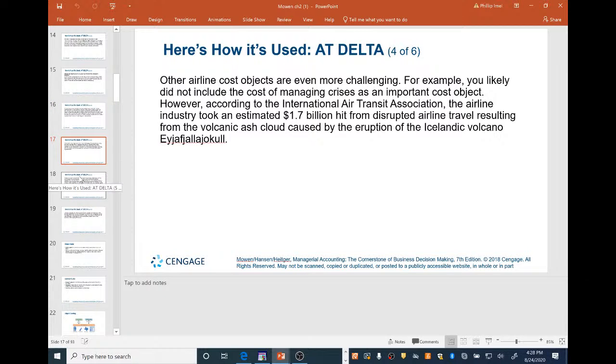Other airline cost objectives are even more challenging. For example, you likely did not include the cost of managing crises as an important cost object. But according to the International Air Transport Association, the airline industry took an estimated $1.7 billion hit from disrupted air travel resulting from the volcanic ash cloud caused by the eruption of the Icelandic volcano.